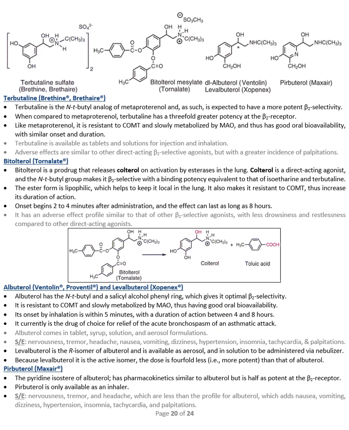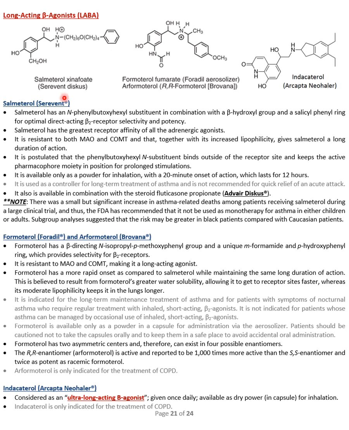Okay, so long-acting beta agonists. The first example of the long-acting beta agonists is salmeterol, sold under the name Serevent. It's actually available as a powder for inhalation, although there are some issues about the use of Serevent alone without the corticosteroid or the glucocorticoids.